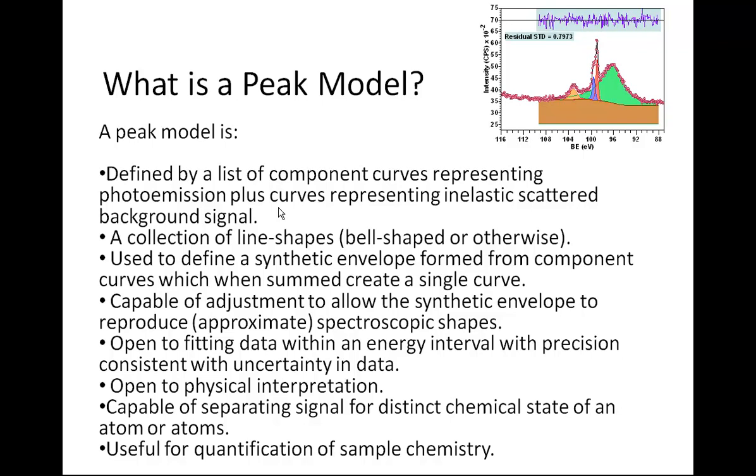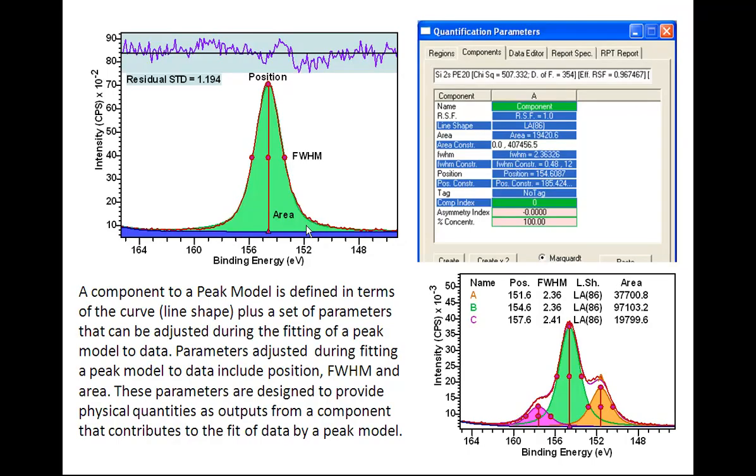So the peaks and the background must be such that we can separate the signal from these distinct sources. This includes chemical state and background signal. At the end of the day, we must be able to use the information from the peak model to quantify a sample in terms of chemistry or other physical properties. A component is part of a peak model.